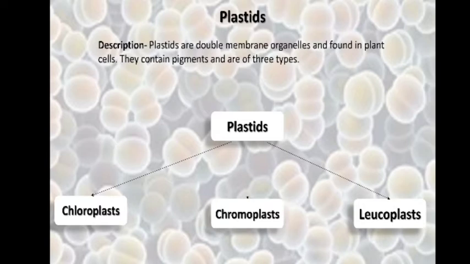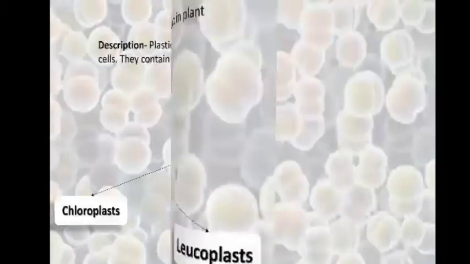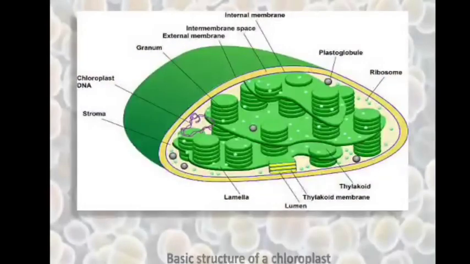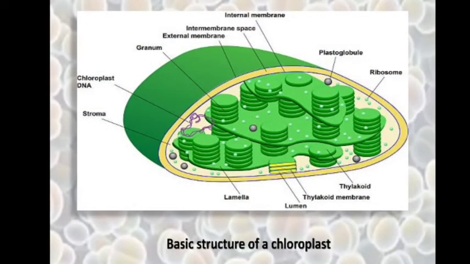Chloroplasts are green plastids for photosynthesis. These plastids contain chlorophyll. Chromoplasts are colored plastids for pigment synthesis and storage, and leucoplasts are colorless plastids. Now, this is the structure of chloroplast. All chloroplasts have at least 3 membrane systems: the outer chloroplast membrane, the inner chloroplast membrane, and the thylakoid membrane. The outside of the thylakoid space is called the stroma.